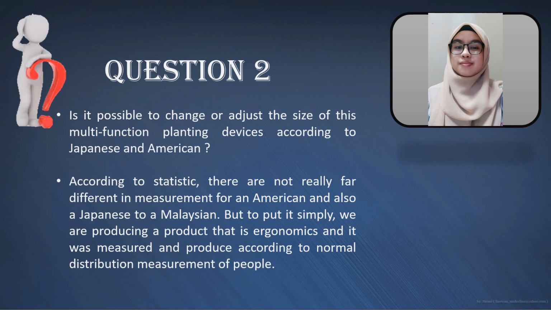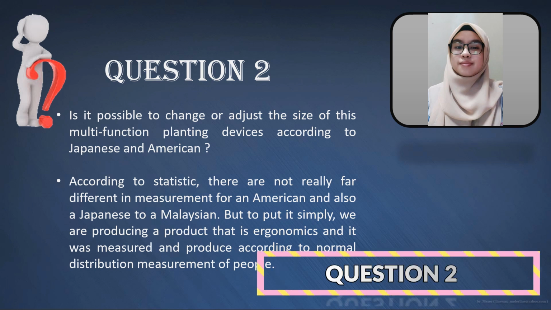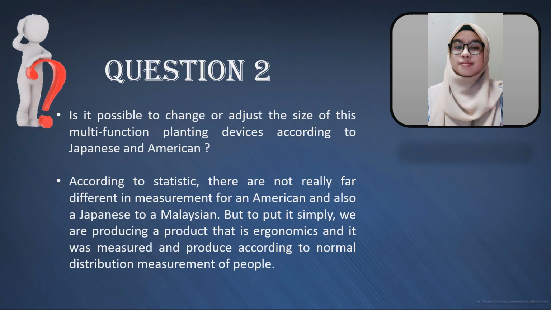For question number 2, from Mr. Abu: is it possible to change or adjust the size of this multi-function planting device according to Japanese and American people? Basically, according to statistics, they are not really far different in measurement from a Malaysian. But to put it simply, we are producing an ergonomic product that was measured and produced according to the normal distribution of people's measurements. So actually, it might be suitable for them.